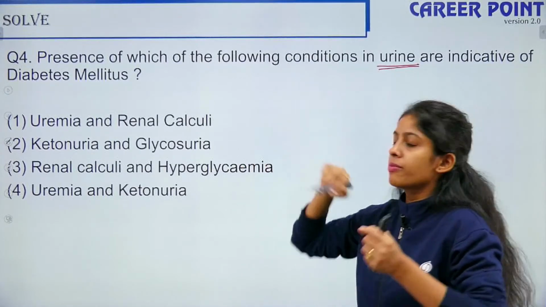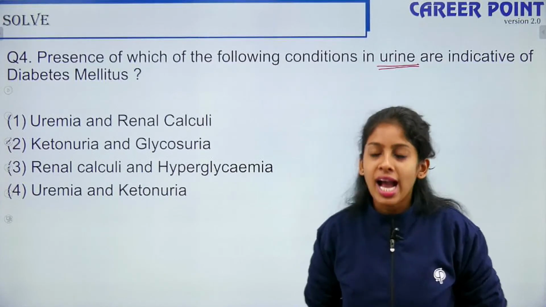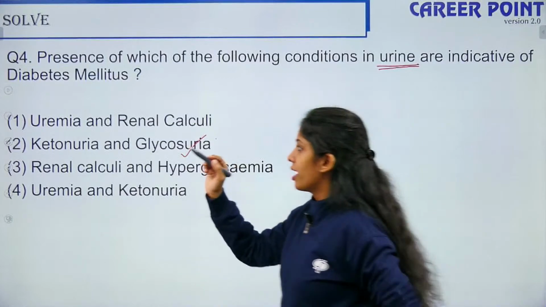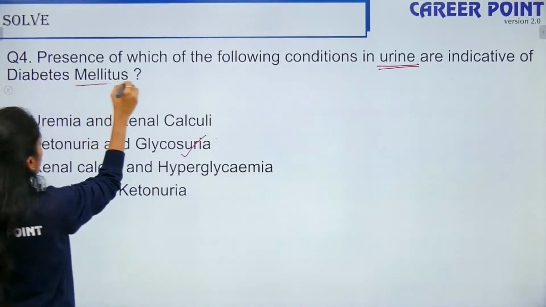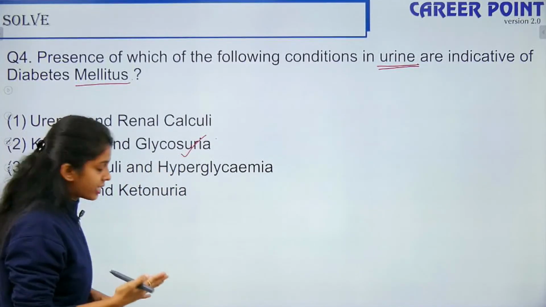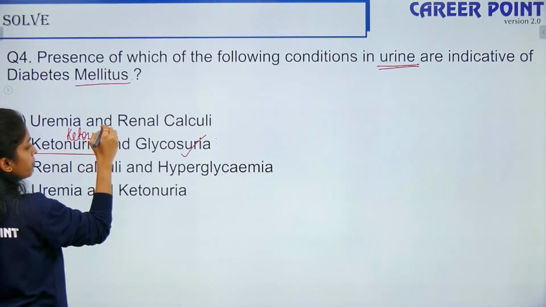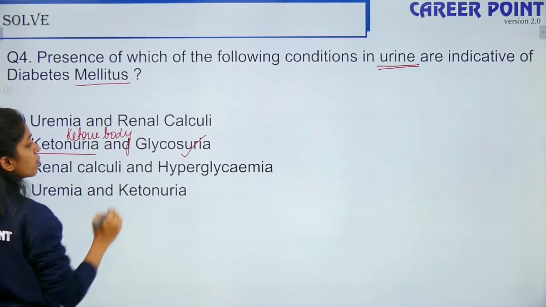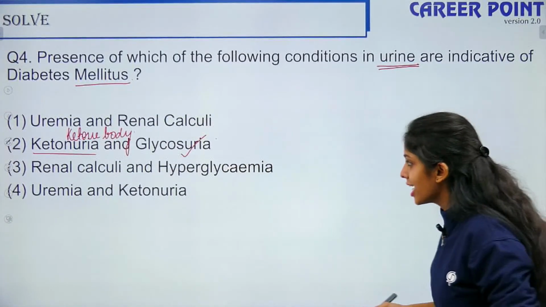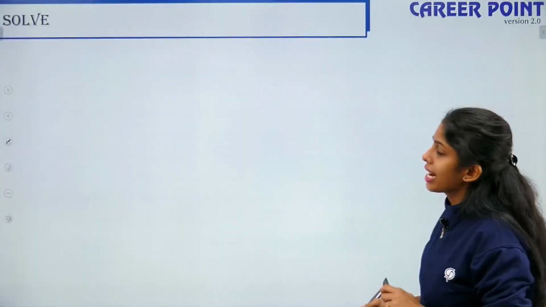So come on, Munna, give me the answer for question 4. Yes, ketonuria and glycosuria are indicative of diabetes mellitus. Okay, very good. This is when you have too much glucose and your glucose is getting excreted. In ketonuria, ketone bodies are getting excreted, and in glycosuria, a larger amount of glucose is getting excreted. So Munna says C, so it is option B. This is ketonuria and glycosuria.